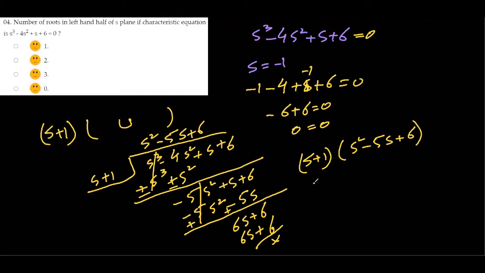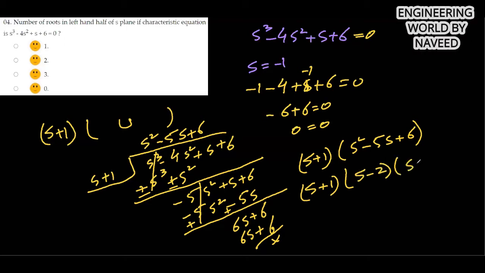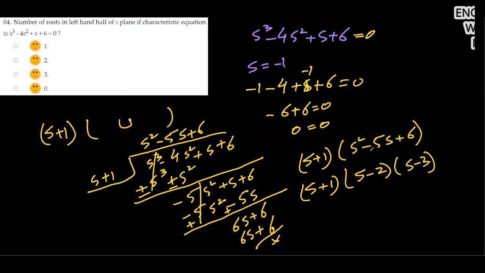So I can write it like S plus 1, that will be equal to S minus 2 into S minus 3. If you multiply this, you will get this. So that's equal to 0. So your roots will be S equal to minus 1, plus 2, plus 3.